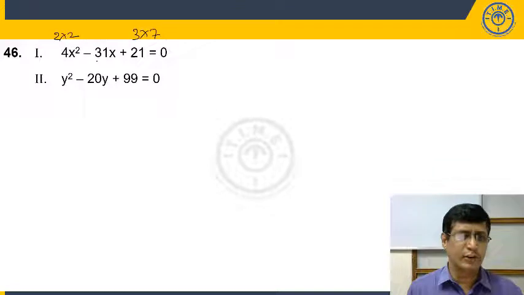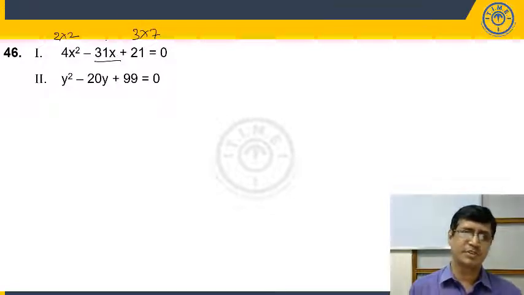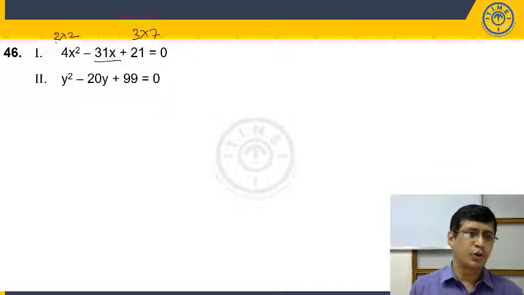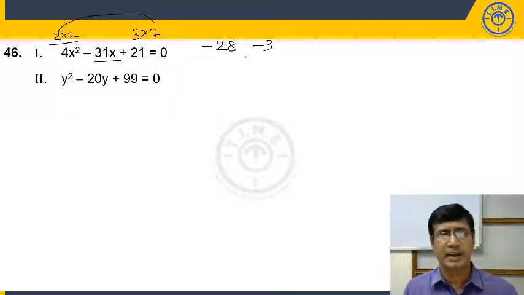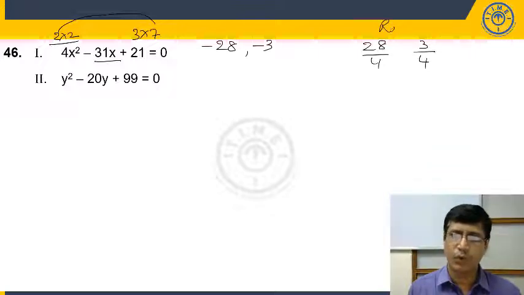How to get the value 31? So what is the possibility? Just by using these factors, try to make it. 2 into 2 is 4, 4 into 7 is 28 and 3. Here minus 31 is given, hence I am using minus 28 and minus 3. What about the roots? Roots means same numbers with opposite sign and divide with coefficient of x square. So these are the roots.